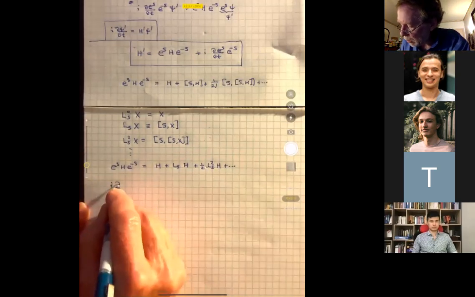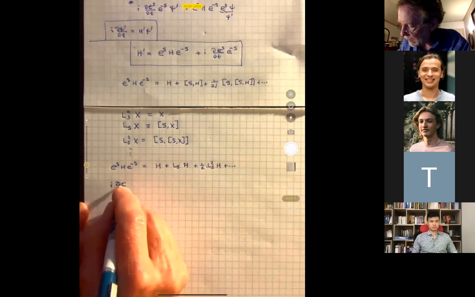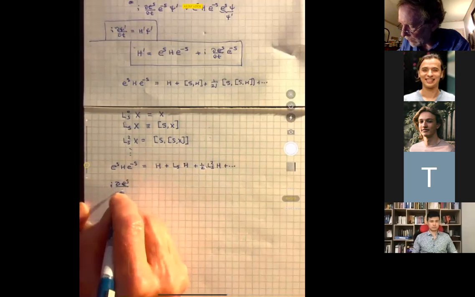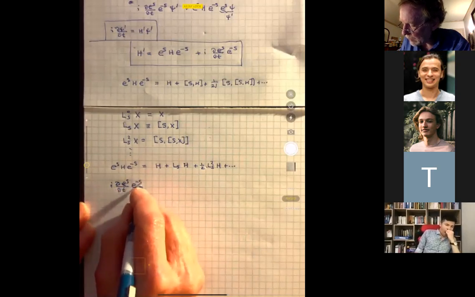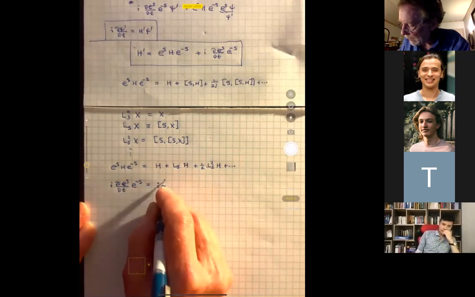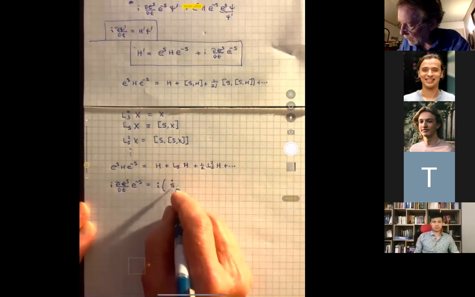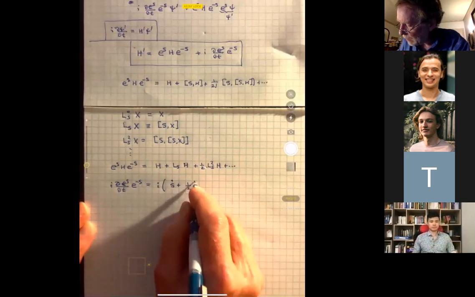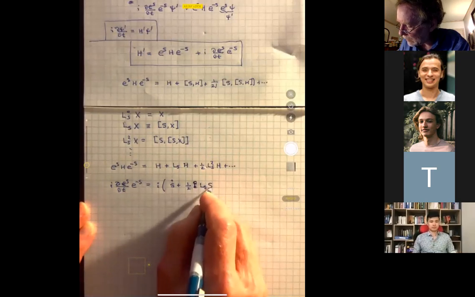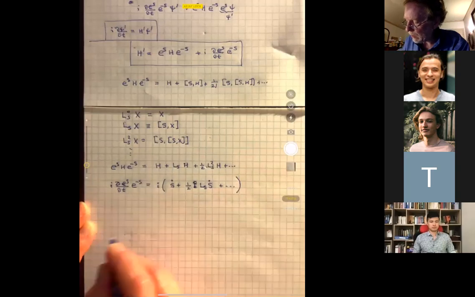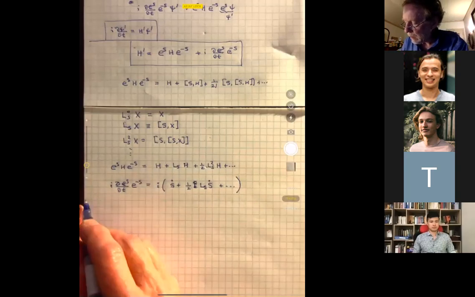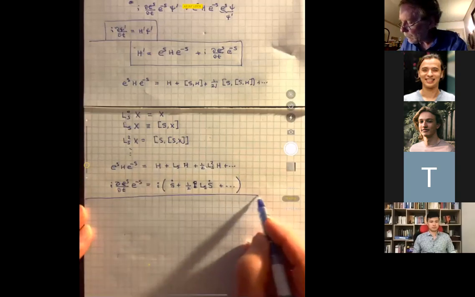Likewise, if we refer to that homework problem from last semester, i times the partial derivative of e to the s with respect to t times e to the minus s is equal to i times s dot plus 1/2 of L_S acting on s dot plus higher order terms like that. This is a way of writing it out. All right.